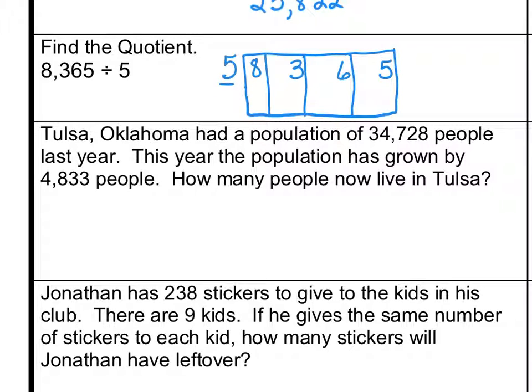So we're making groups of 5. How many groups of 5 can you get out of 8? 1, because 1 times 5 is 5. Subtract. We bring our leftovers right up next to the next digit. How many groups of 5 can we get out of 33? 6, because 6 times 5 is 30. Subtract, we get a difference of 3, which pops right up here.